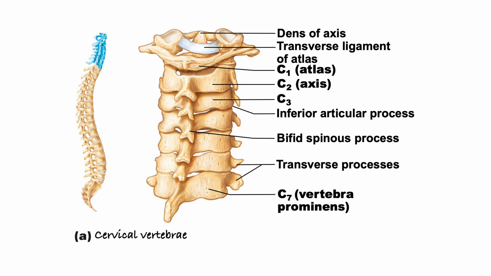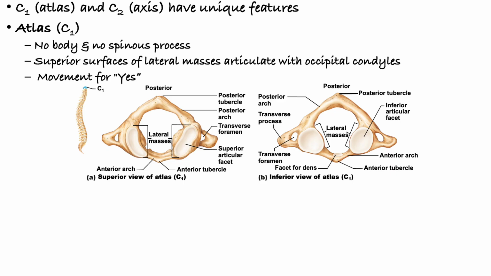So C1, we call the atlas, and C2 we call the axis. They have unique features and you have to know them. One of the unique features that C1 has is that it has no body and no spinous process. So no body, it's not carrying any weight, and no spinous process, nothing sticking out. The superior surfaces will articulate with the occipital condyles. If you remember, I mentioned the occipital condyles, and they are the ones at the opening of the foramen magnum.